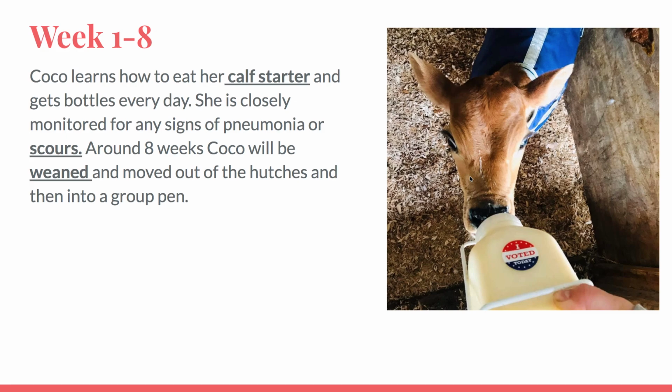All right, next up. So Coco is learning how to eat calf starter, and she's getting bottles every day. She's closely monitored for any signs of pneumonia or scours. Those are both very bad. And around 8 weeks, Coco is going to be weaned and moved out of the hutches and into a group pen. So you can see Coco in this picture. It was a cold day. I have her in a different barn right now. She's wearing a calf jacket. I like to keep them warm, like to keep them happy.